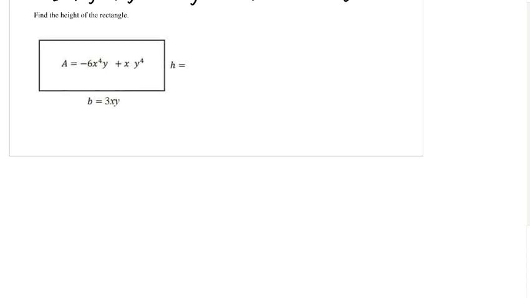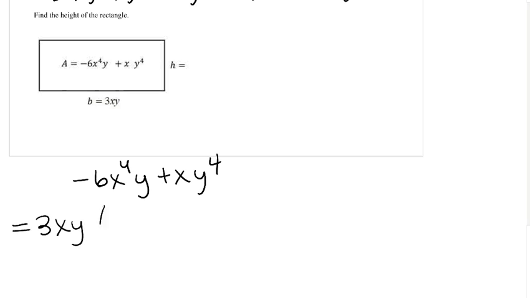All right, let's clear that out. So start with area. Area equals negative 6x to the 4th y plus x times y to the 4th. And if I'm going to factor out a 3 and an x and a y from that, I'll be left with negative 2 to get to negative 6. You think, what do I multiply x y by to get x to the 4th? That's going to be x to the 3rd. And what do I multiply y by to get y? Well, that would be just 1.